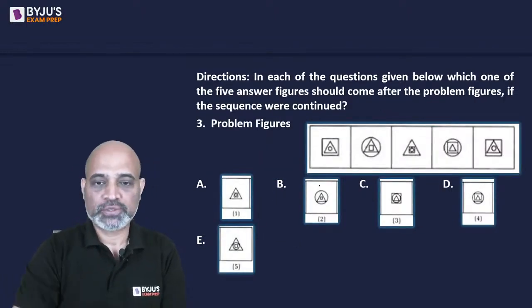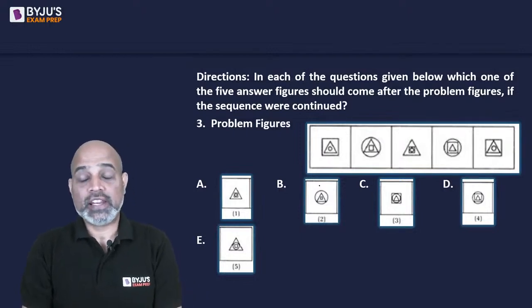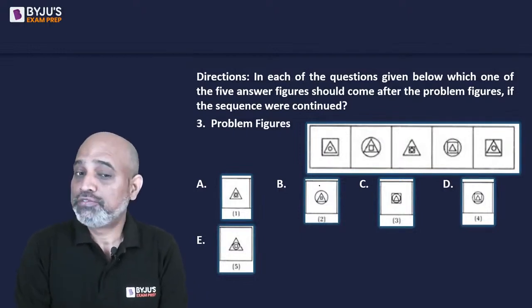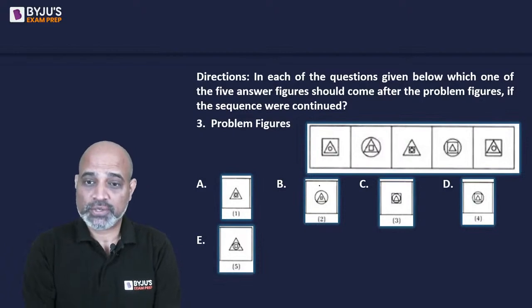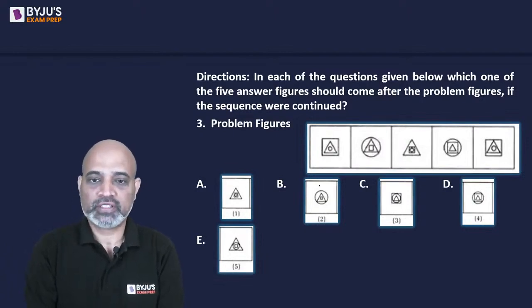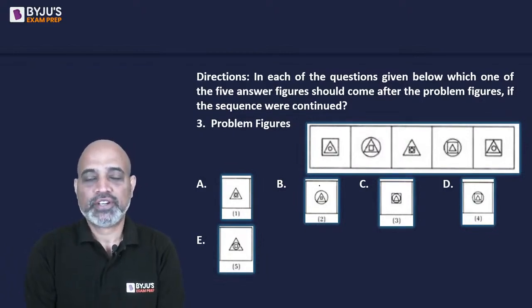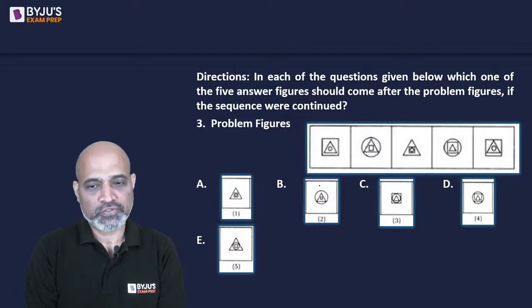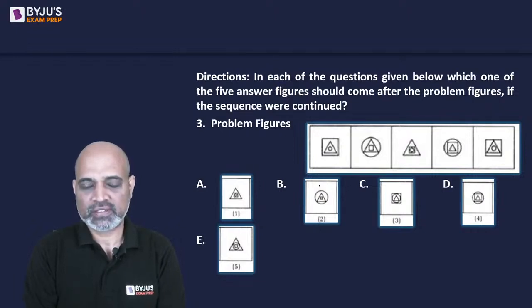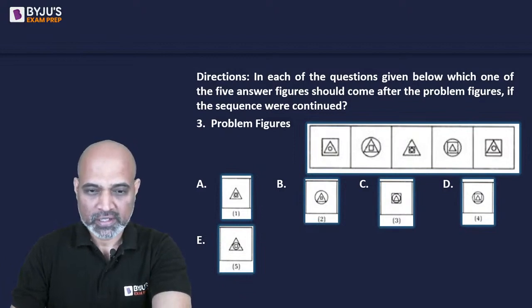Okay, next one. In each of the questions given below, which one of the 5 answer figures should come after the problem figures if the sequence were continued? So the problem figures are these. Answer figure कौन सा होगा? The first one, you have a square, then a triangle, then a circle. And then you have the next one. Then you have the next one.